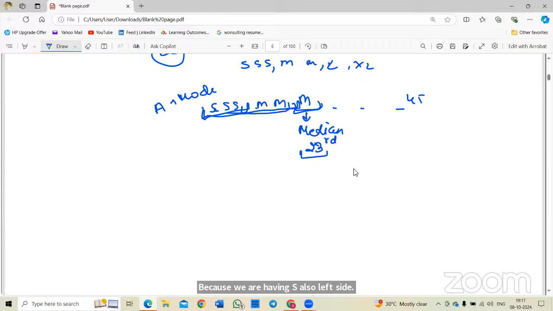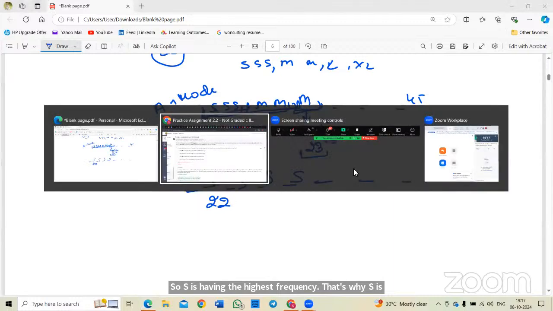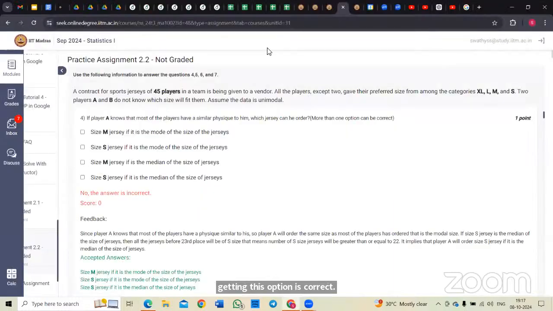And in the next option, it is saying that S is the median, right? So before that, all the 22 values are S. So S has the highest frequency. That's why this option is correct. Got it? Got it, ma'am. No, I got it.